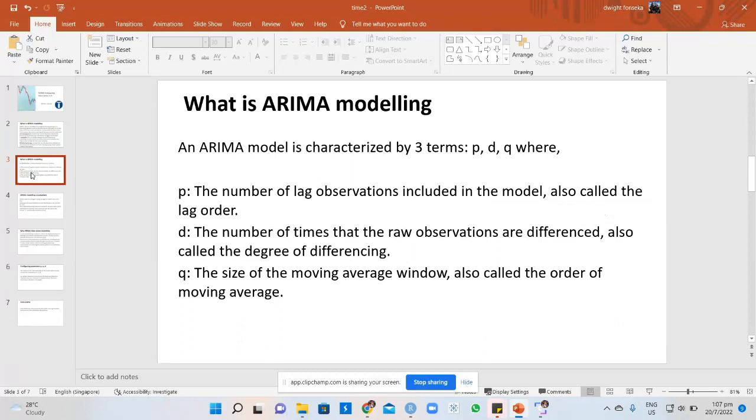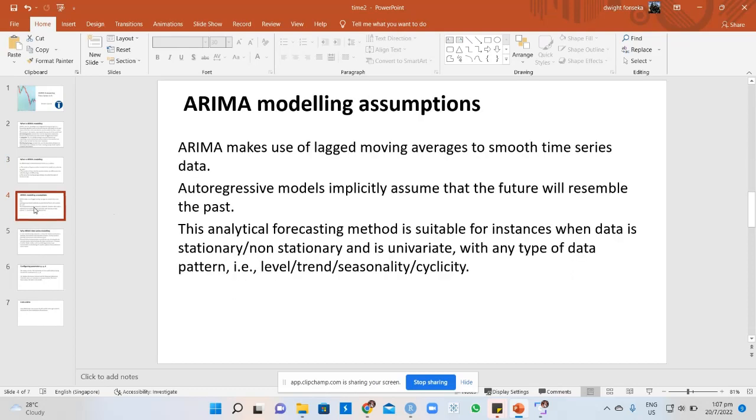ARIMA is characterized by three key terms: P, the number of lag observations; D, the number of times the raw observations are differenced; and Q, the size of the moving average window. The algorithm uses these three statistics found in the historical data to make its forecasting predictions. ARIMA makes a couple of assumptions. It uses smoothed time series data and assumes that the future will resemble the past. These assumptions are usually suitable for data which is univariate and has certain cyclical trends and seasonality.